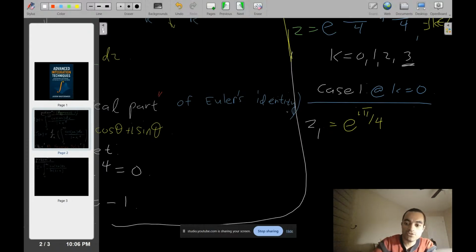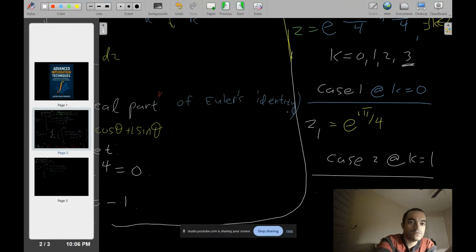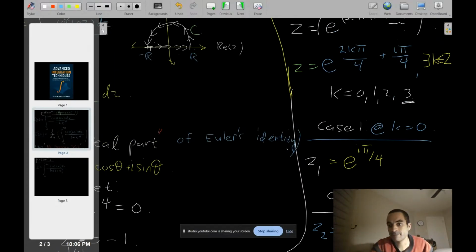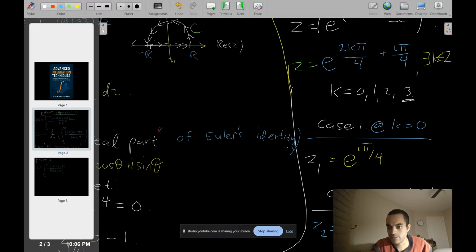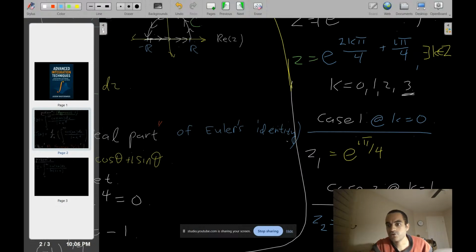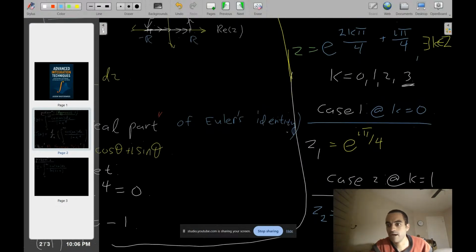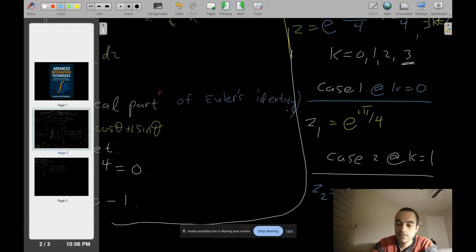Okay, case number 2 now. Case 2 at k equals 1. You will then get that z2. So z2 equals e to, let's see, what was it? K equals 1 now, so 2 pi over 4, pi over 2. Pi over 2 plus i pi over 4 power.